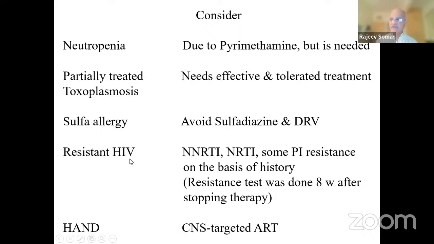He probably has resistant HIV, although this resistance test does not show it because it was done 10 weeks after stopping therapy. So on the basis of his history, which he gave us, he must be having NRTI and some PI resistance. So it's very important not just to look at the resistance test, but also go over every element of his previous treatment. And he probably has HIV-associated neurological disorder or neurocognitive dysfunction, and therefore we probably need CNS-targeted ART.